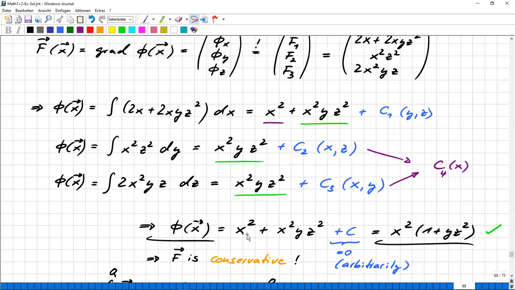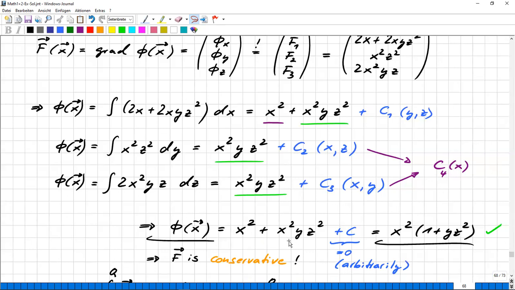Because you take this, x squared plus x squared times y times z squared, plus now, I must admit, one real constant, so one number which is not dependent on x, nor on y, nor on z. This must be allowed, of course, but even this can be chosen to be equal to zero arbitrarily. Okay, so we are allowed to use this term as a potential.